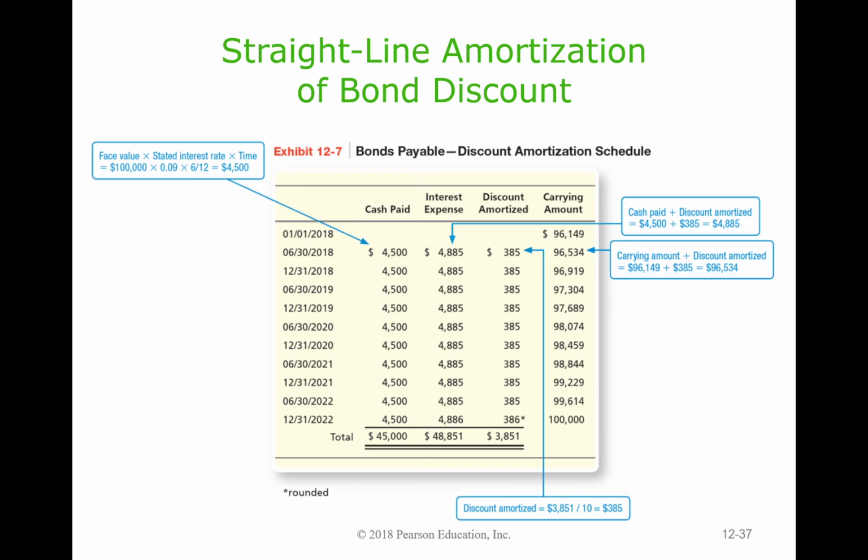Okay, so here's straight line amortization. Here's where we have the carrying amount. Here's the cash paid. Here's our interest expense, and that is gained by adding the discount amortized with the cash paid out. So as we go forward through this bond, this carrying amount is going to increase until we get here to $100,000, at which point, as the issuer, we have to pay that amount back to whoever the holder of the bond is.